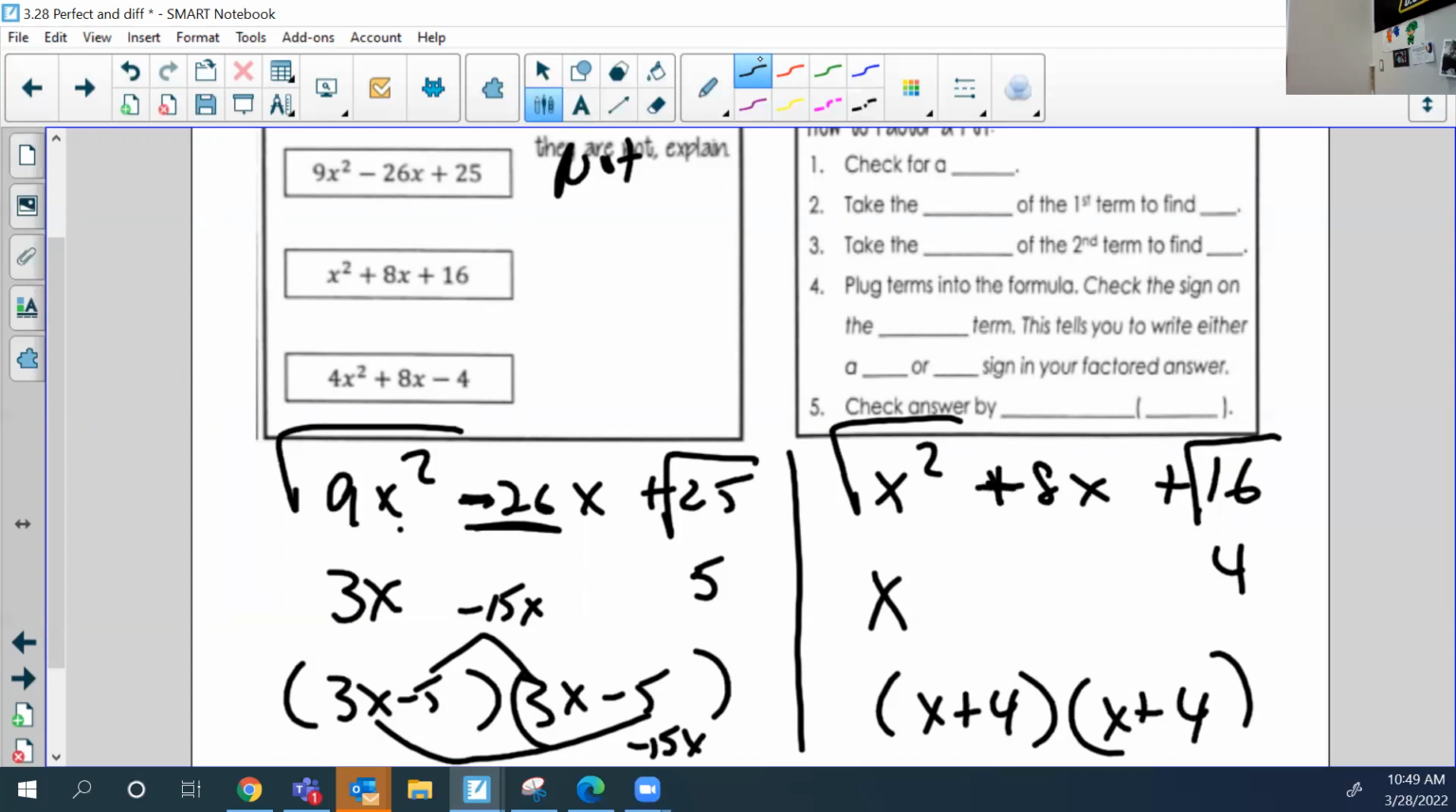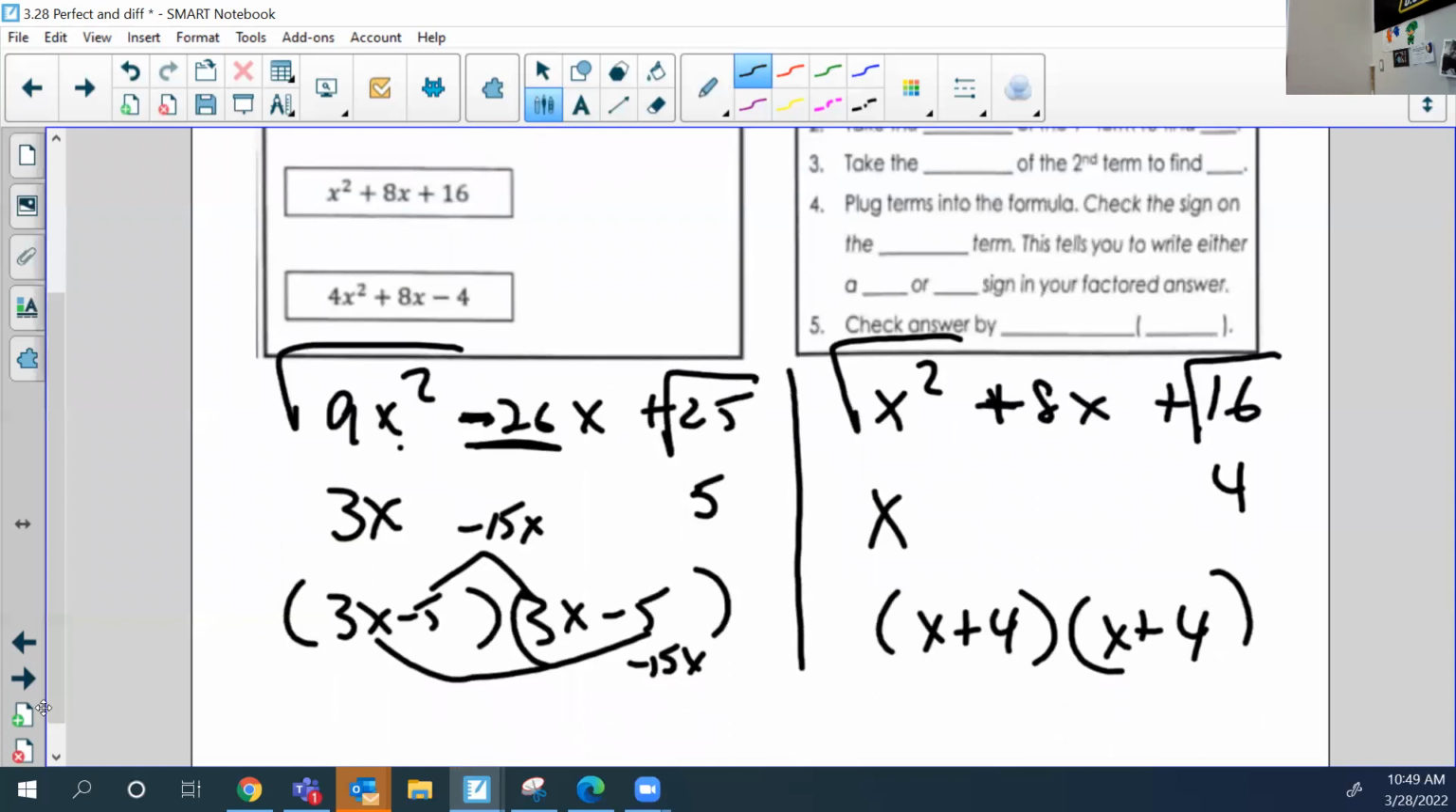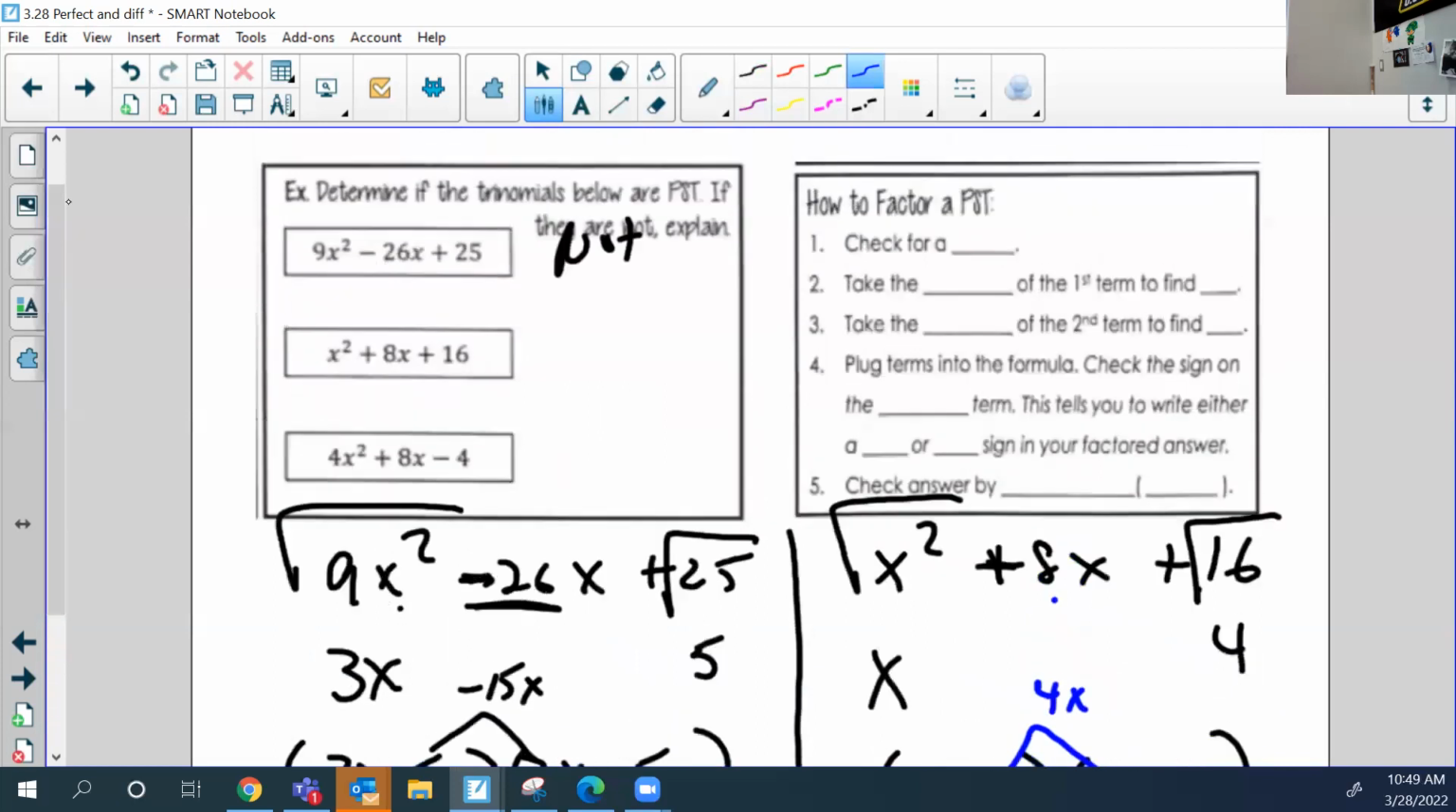Let's do my checks now. I'm going to multiply the inside terms and the outside terms. The inside terms, 4 times x, that's 4x. The outside term, that is 4x. When I add them, I get 8x. Yes, that is a perfect square trinomial, and those two are the factors. So my answer is x plus 4 squared. All right, I'm running out of time right now, guys. I've got to go to my next class.